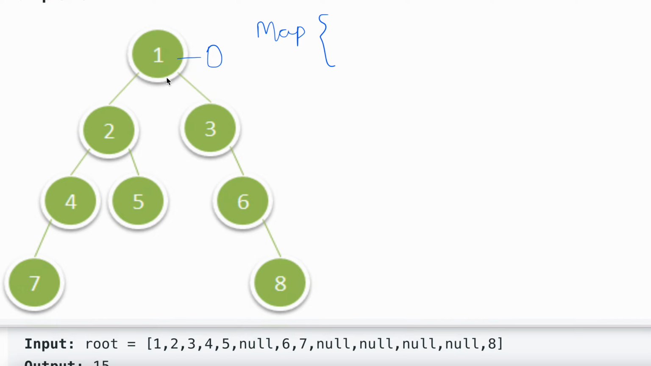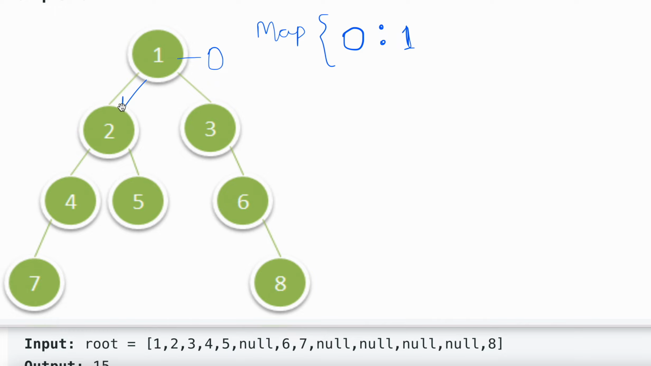When we get into the function, we will check whether we have this depth in our map or not. If we do not have that key, then we will insert that key and add the value as whatever the current value is. So right now our hash map has a key 0 and the value 1. Now we will call recursively to its left and right.